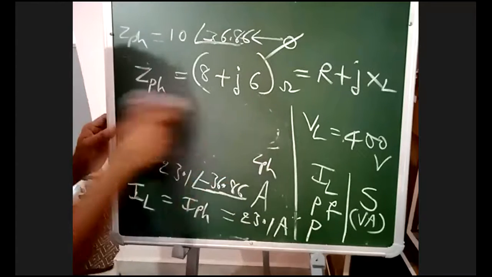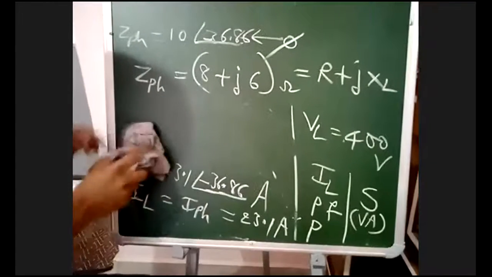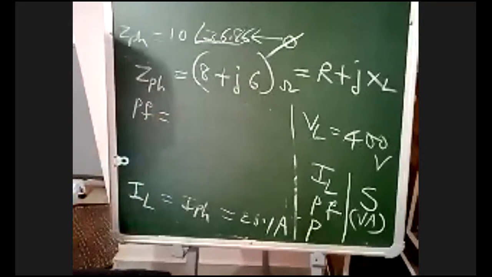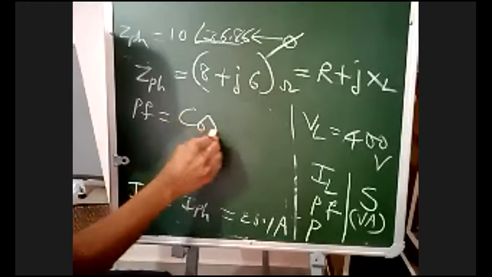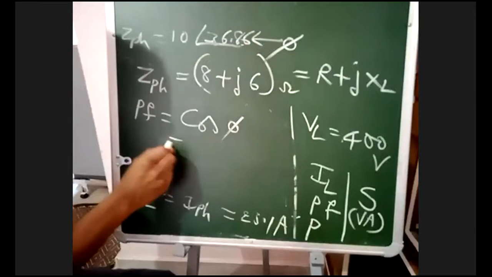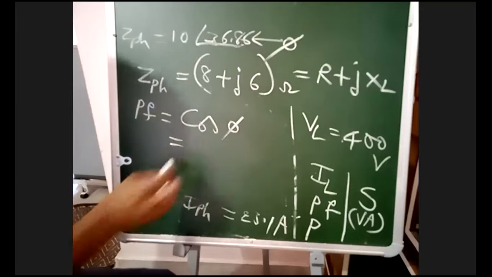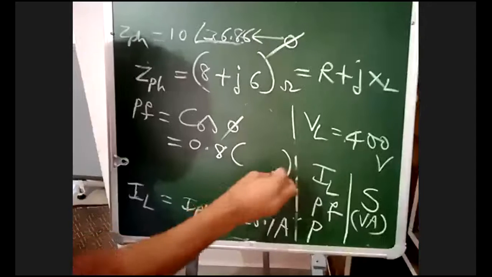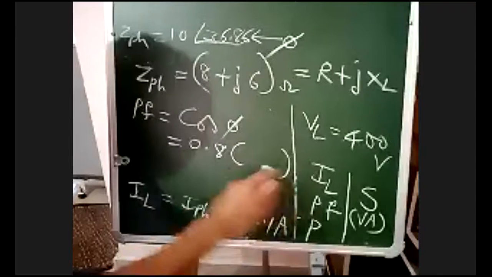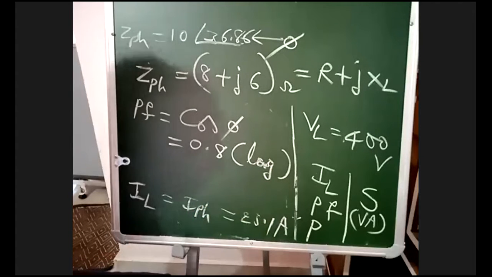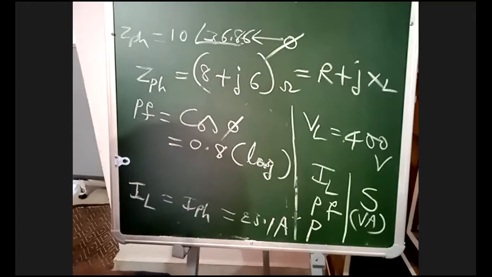Now come to the second bit. What is the second bit? Power factor. What is power factor? Cos phi. We know phi, substitute the value: 0.8. Lagging or leading? Lagging. In an inductive circuit, current lags the voltage. In a capacitive circuit, current leads the voltage. That's why it is lagging.